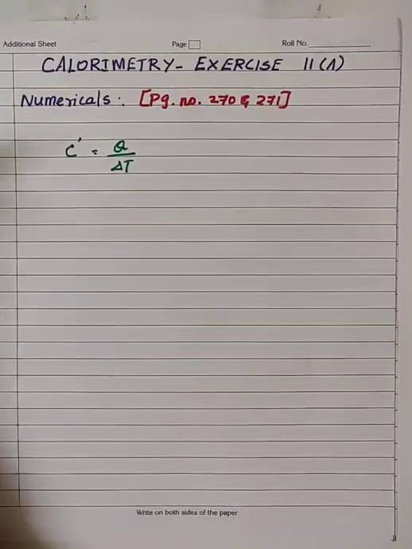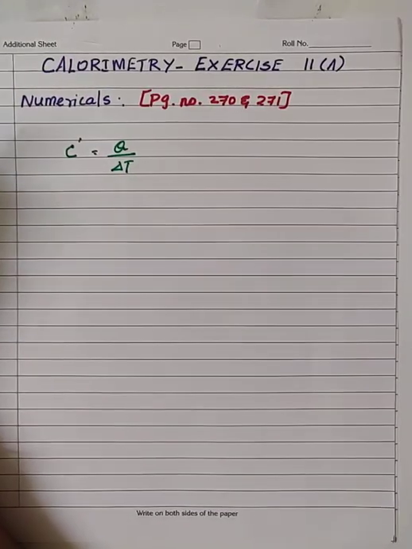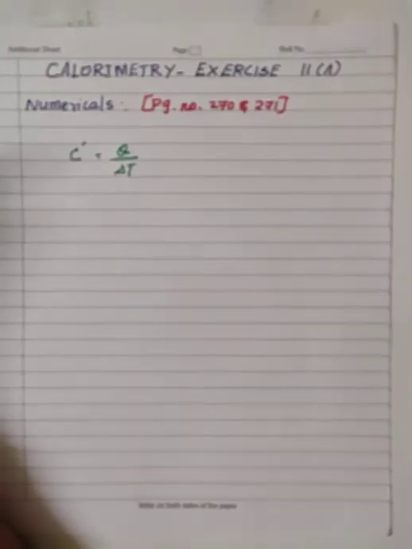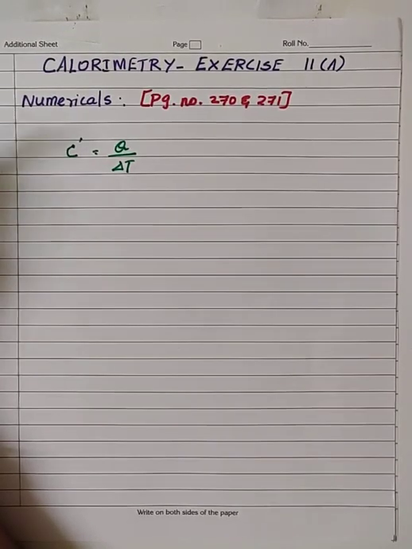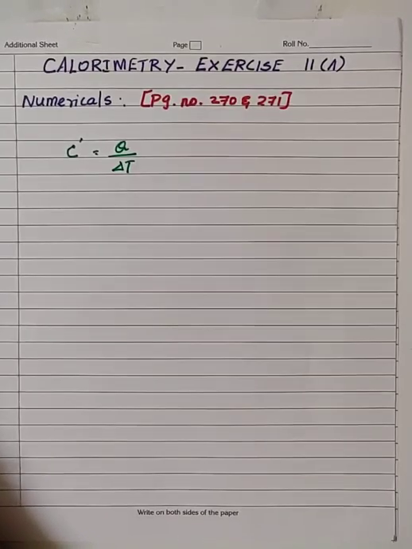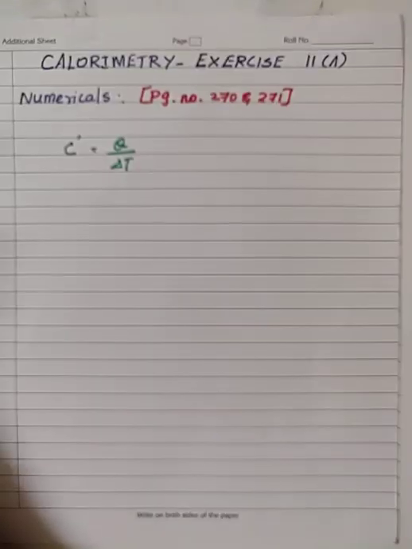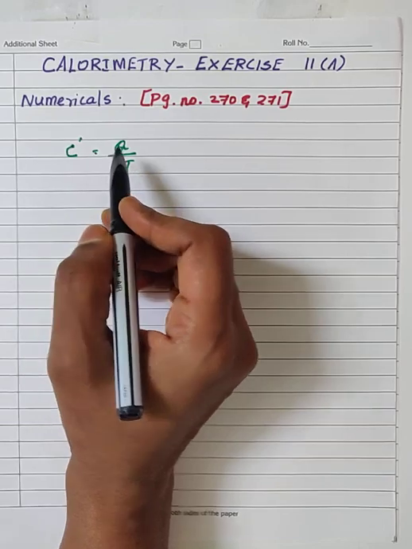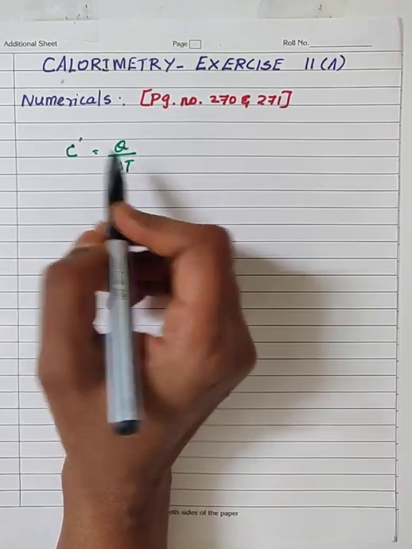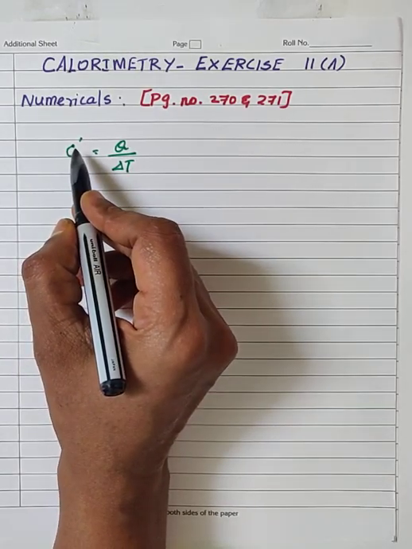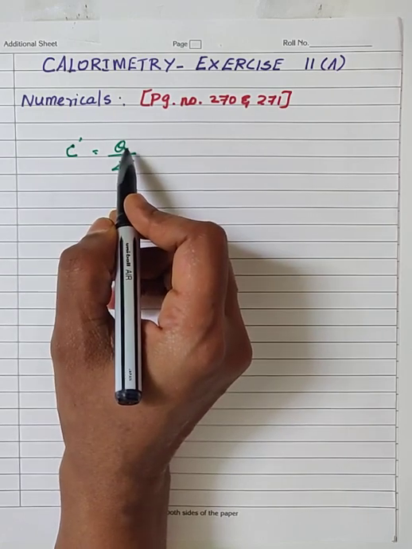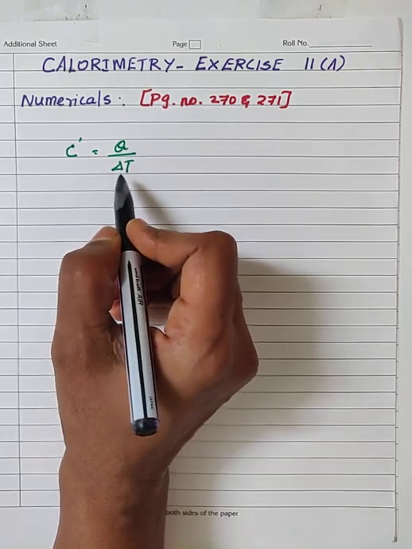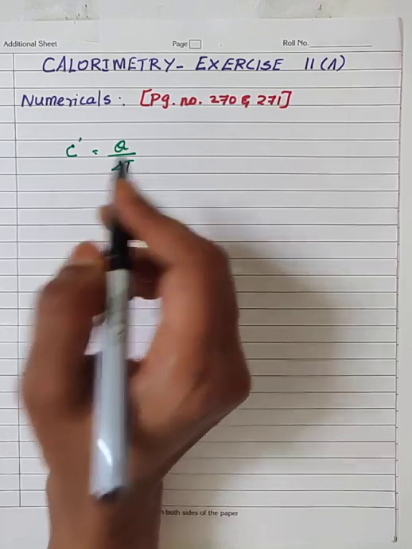Hello students, today's class we are going to discuss numerical problems from the first unit of calorimetry. First we discuss what are all the expressions we are going to use for solving the numerical problems from this unit. First one, C dash is equal to Q by delta T, where C dash represents heat capacity, Q represents the quantity of heat energy, delta T represents change in temperature.